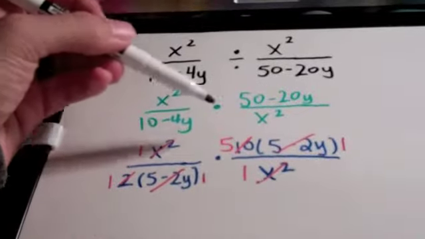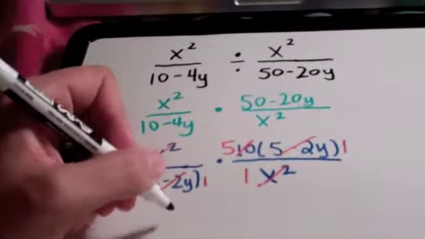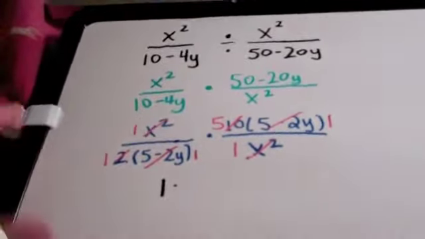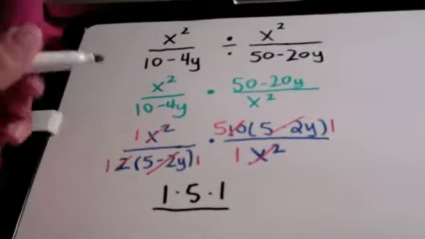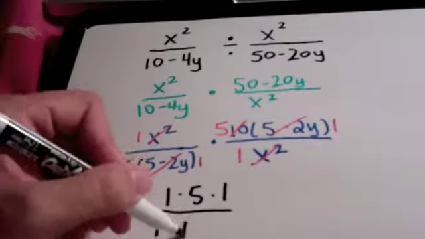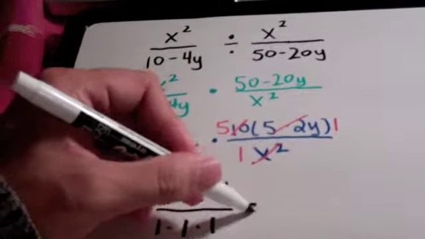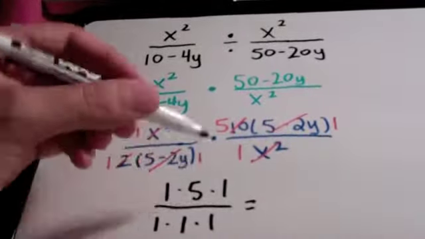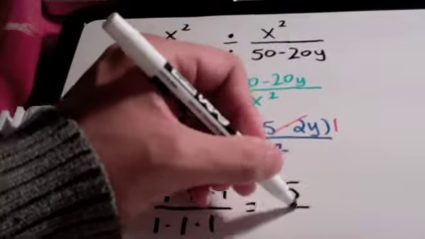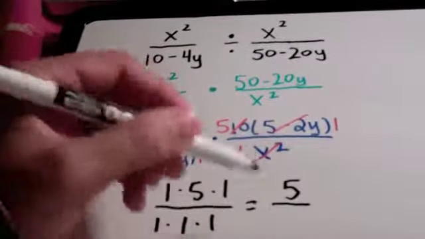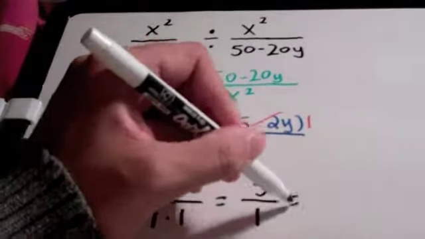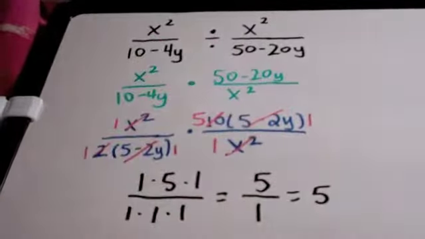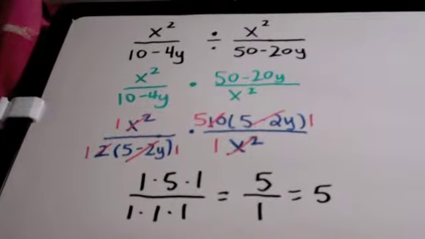So we have 1 times 5 times 1 over 1 times 1 times 1. 1 times 5 is 5, times 1 is still going to be 5. 1 times 1 times 1 is just 1. And now we have 5 over 1, so we can simplify that into just 5. And that will be your final answer for this problem.